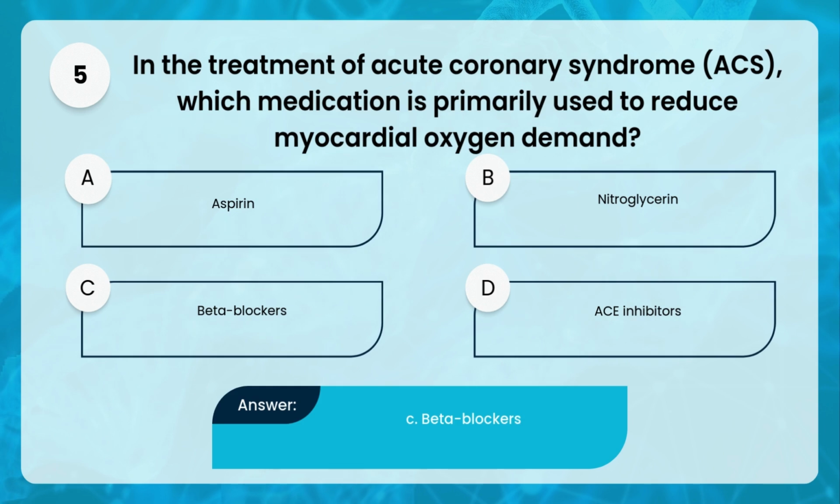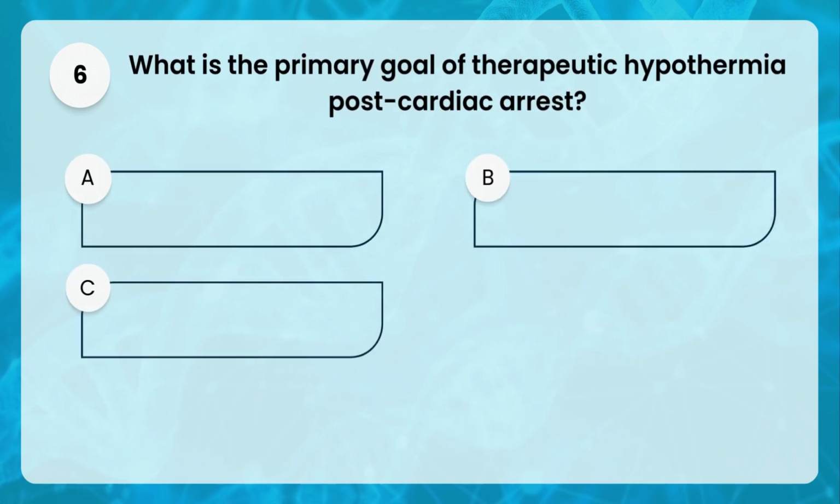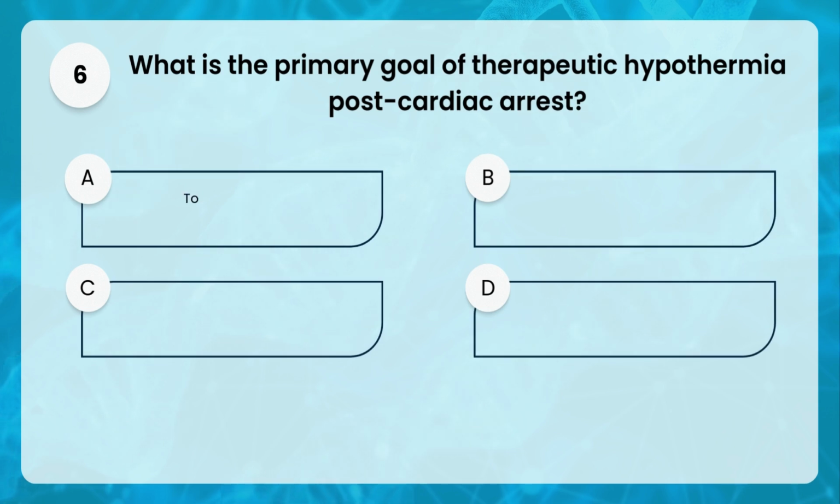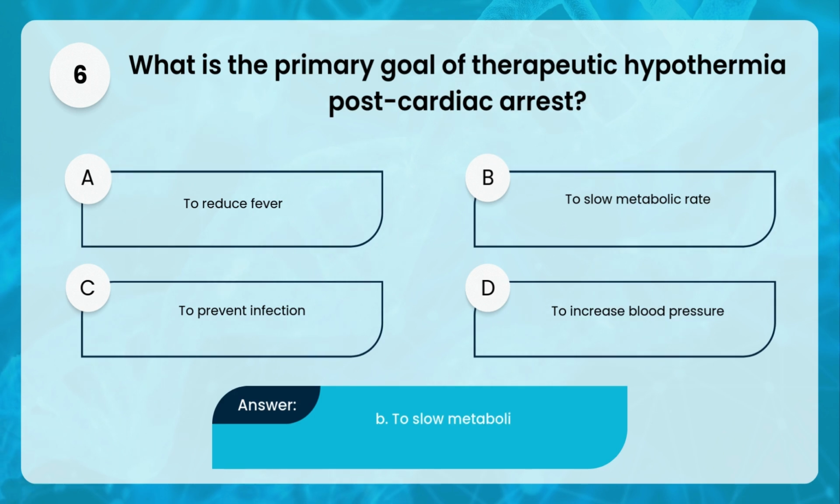Beta blockers. Number 6. What is the primary goal of therapeutic hypothermia in post-cardiac arrest? A. To reduce fever. B. To slow metabolic rate. C. To prevent infection. Or D. To increase blood pressure. The answer is B. To slow metabolic rate.